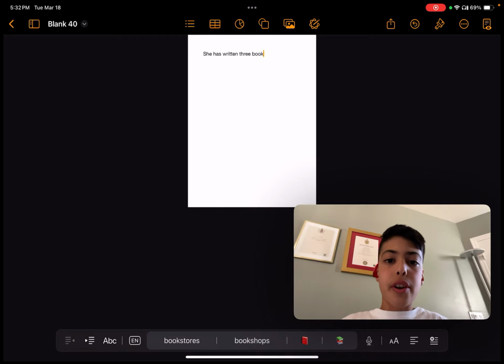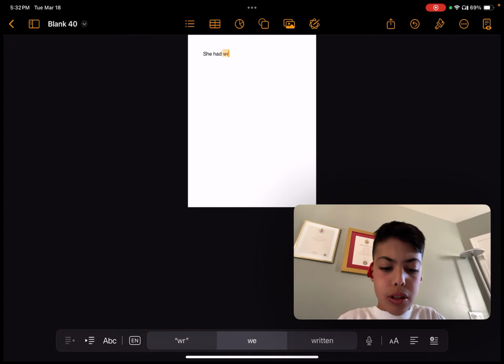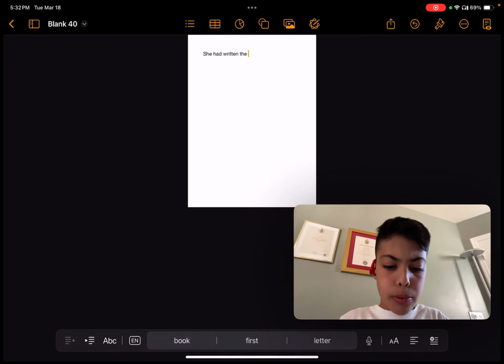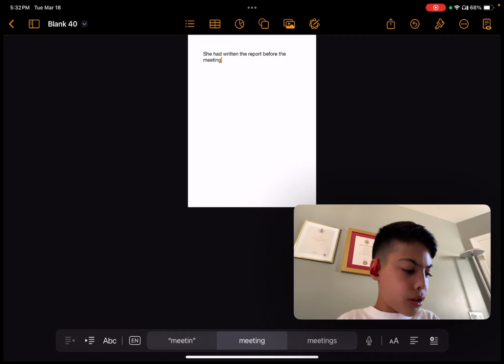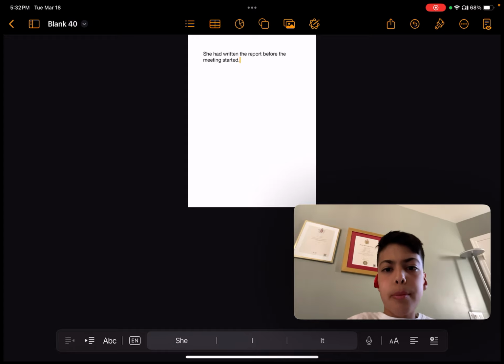However, there's also the past perfect tense, which is just showing that one past action happened before another past action. We could use had and then the past participle, as I said. For example, she had written the report before the meeting started. She had written the report before the meeting started.